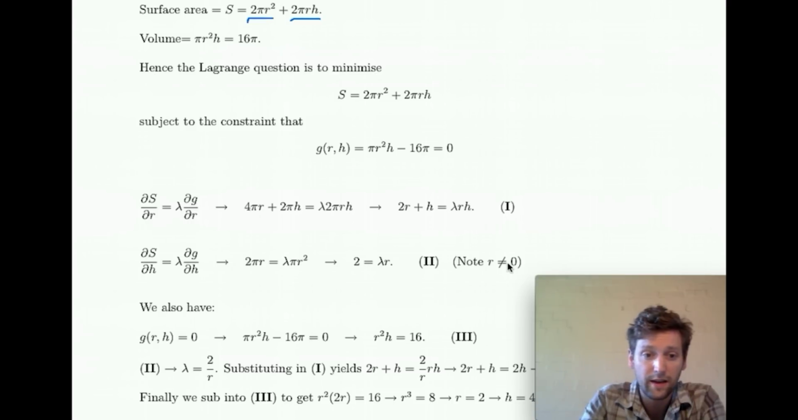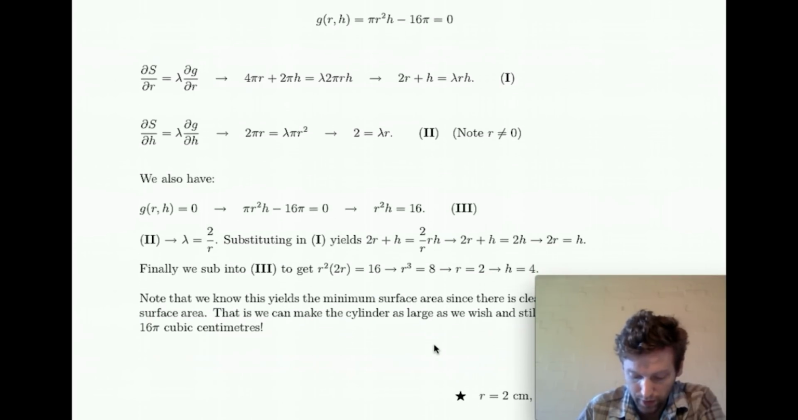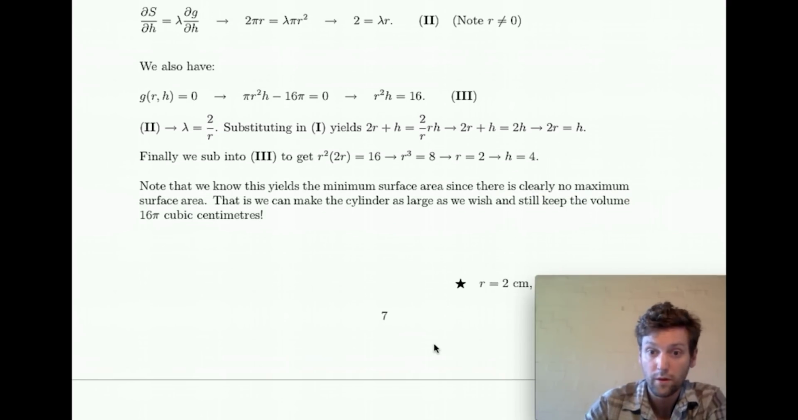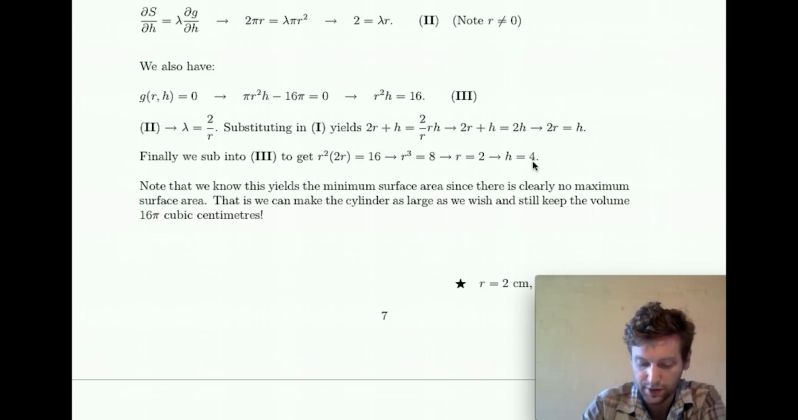The final equation I have, of course, is just my constraint, and that gives me another equation for R and H. So I've got my three expressions for R, H, and lambda, and you can work through what the values of those are when you substitute it all in. What you find is that R is equal to 2 and H is equal to 4. Those are the dimensions of the cylinder.